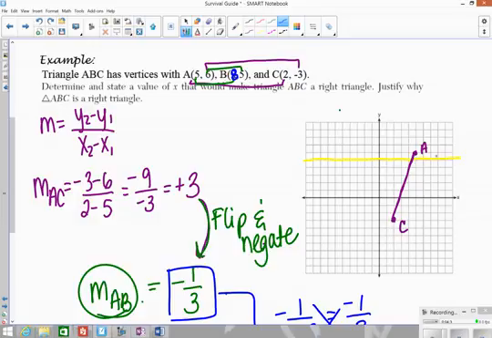The slopes of AC and AB are negative reciprocals, which means the lines are perpendicular, which means that you have a right angle. But I'm going to go ahead and use the Pythagorean theorem because I want to show you that method of how to show it's a right triangle.